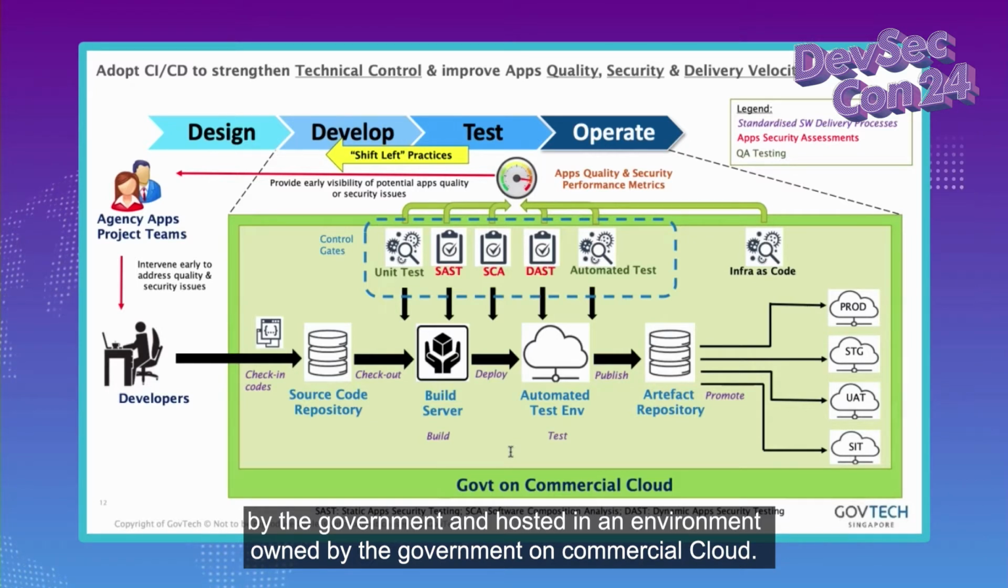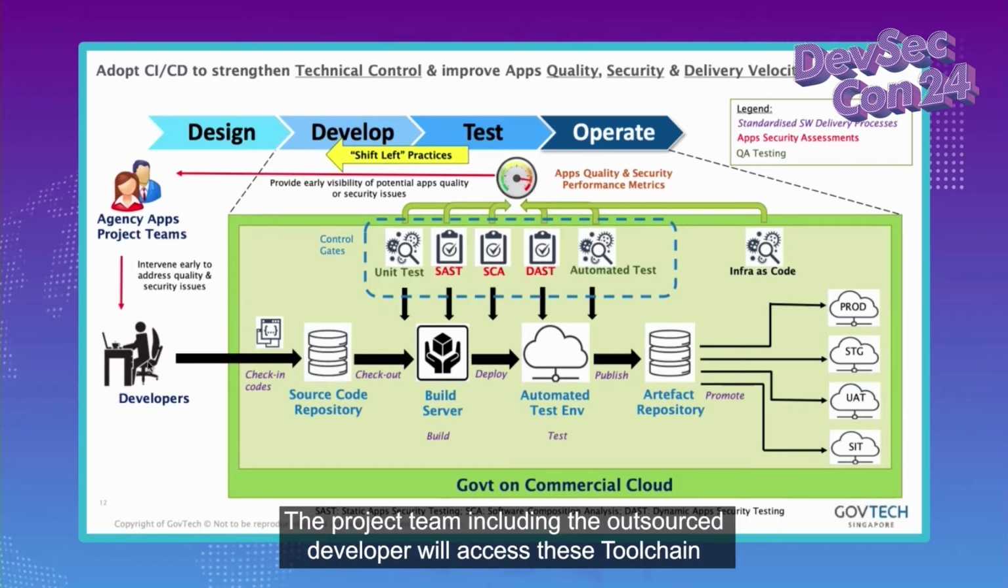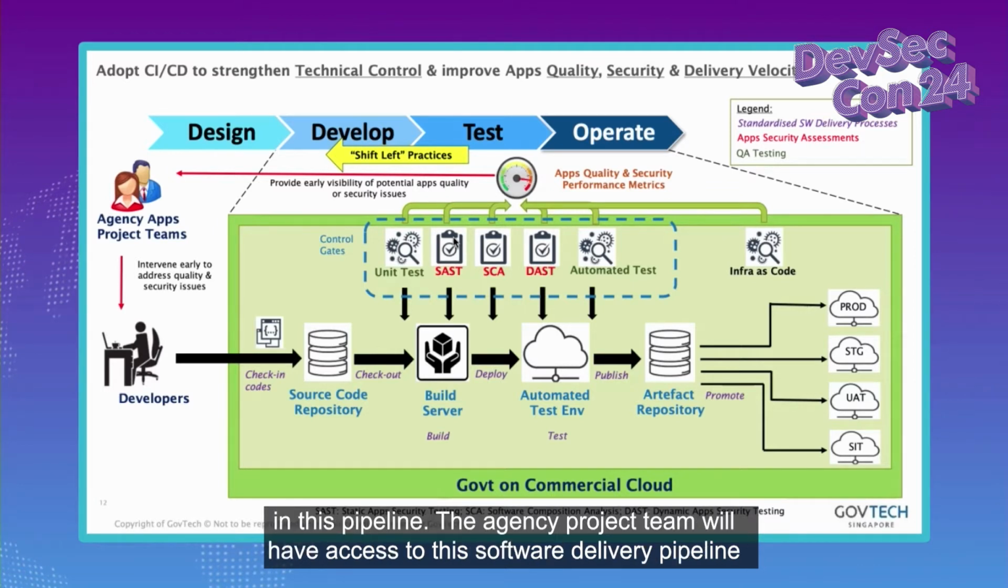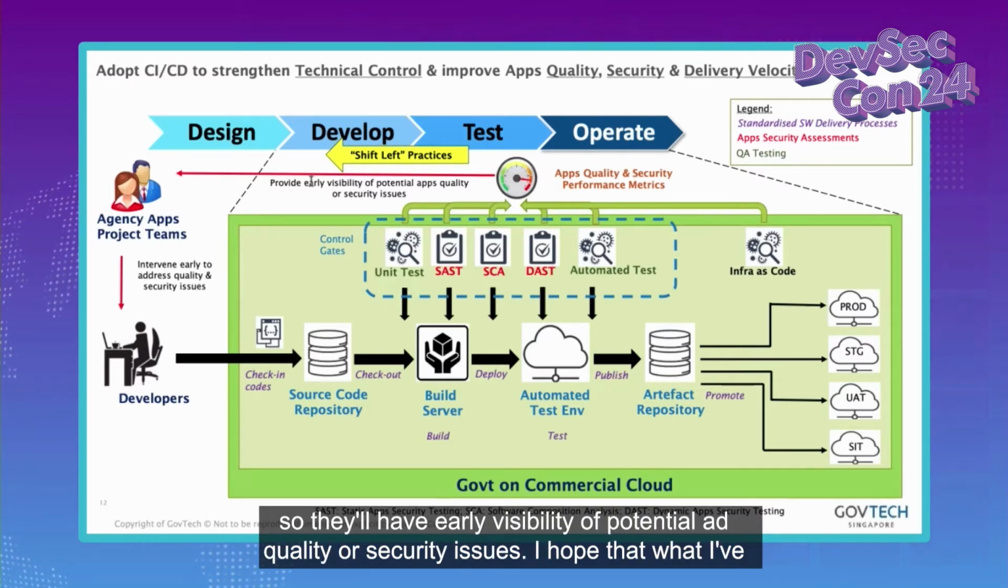on commercial cloud. The project team, including the outsourced developer, will access this toolchain to set out the software delivery pipeline and will include both quality and security testing in this pipeline. The agency project team will have access to this software delivery pipeline, so they will have early visibility of potential app quality or security issues.